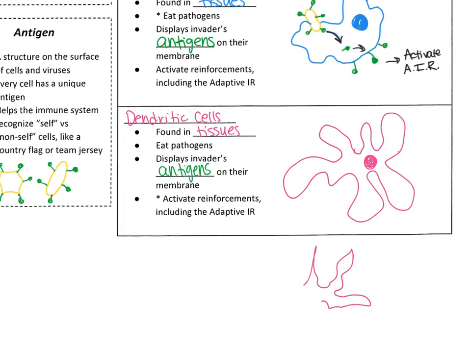So the dendritic cell, just like a macrophage, its job is to detect a virus or a bacteria. So I'm going to draw a bacterial cell here. So here's my bacterial cell, and that bacterial cell will have antigens on its surface. The dendritic cell will eat the pathogen, and then it will wear the antigens on its surface that it can use to activate the adaptive immune response, just like the macrophage could.